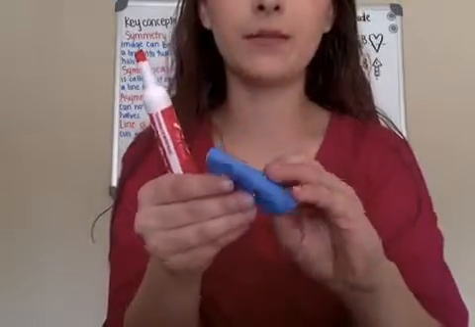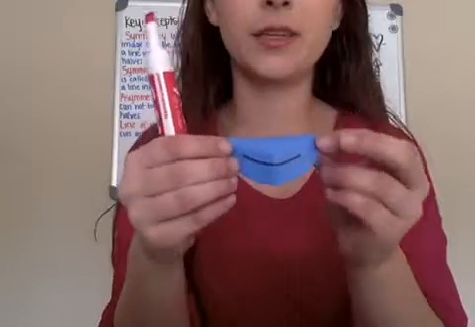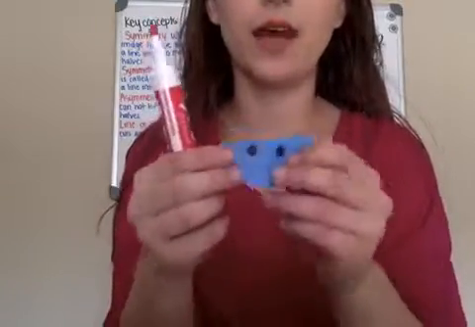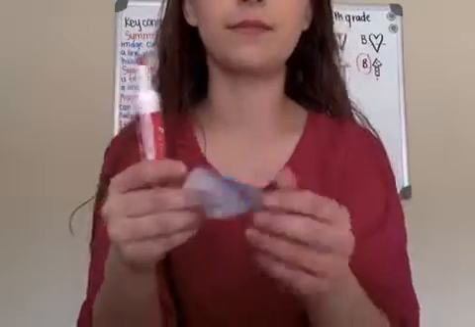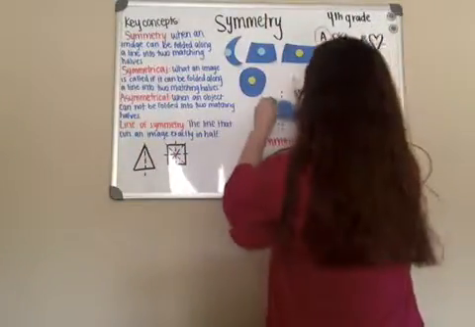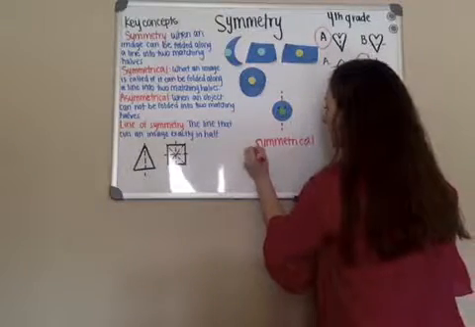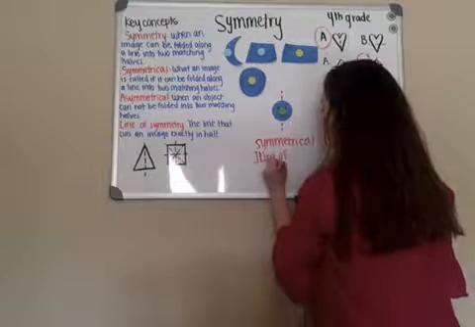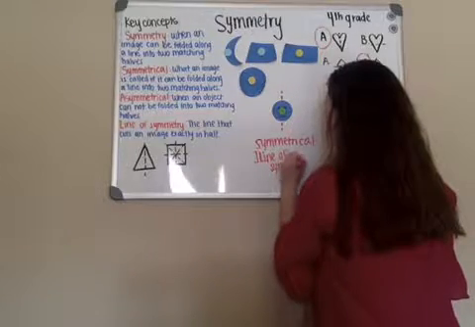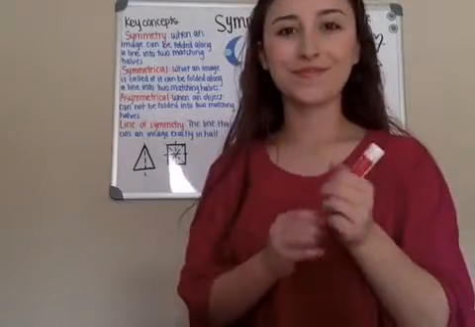The reason why we can't have a line of symmetry the other way is because then on one half we would have the smile, and on the other half we would have the eyes. And that's not exactly the same on each side. So this one has one line of symmetry. All right, are there any questions on that one?